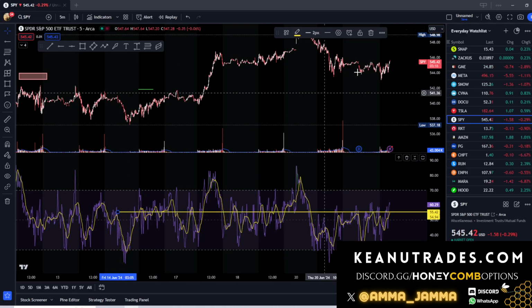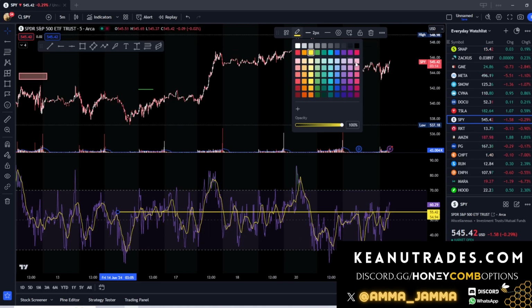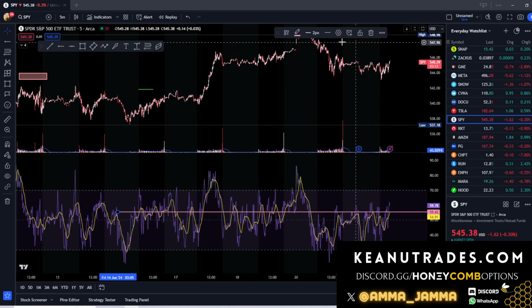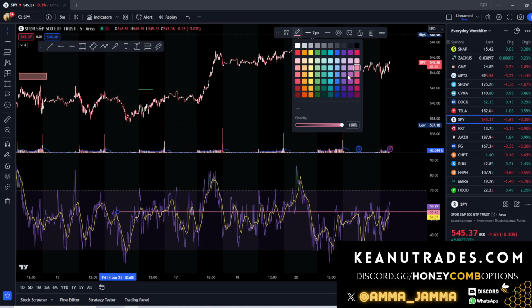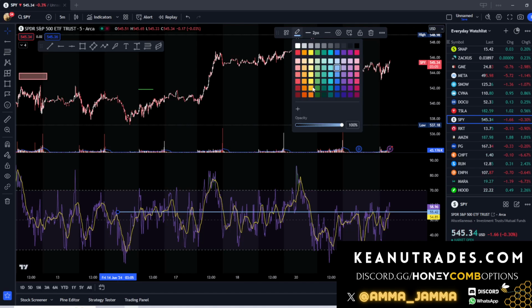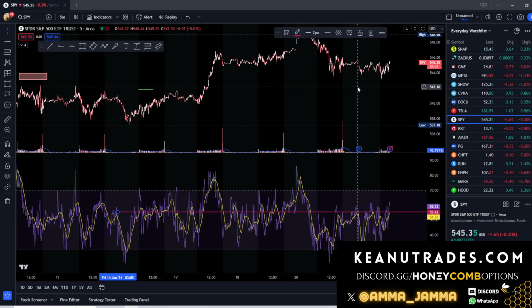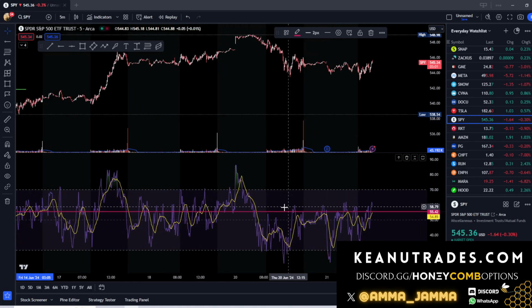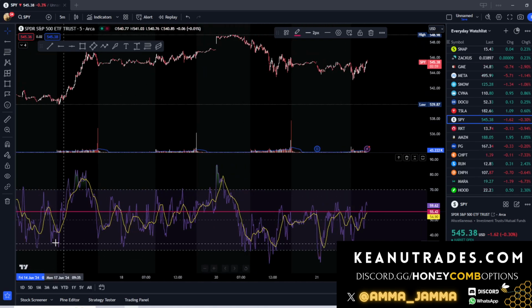Put a line on your RSI. I'm going to make it bright pink so it looks different than everything else. No, that pink ain't good. Blue? Nope. Let me see a color that really pops. There we go. All right, put a line at the 55 on your 5-minute chart.